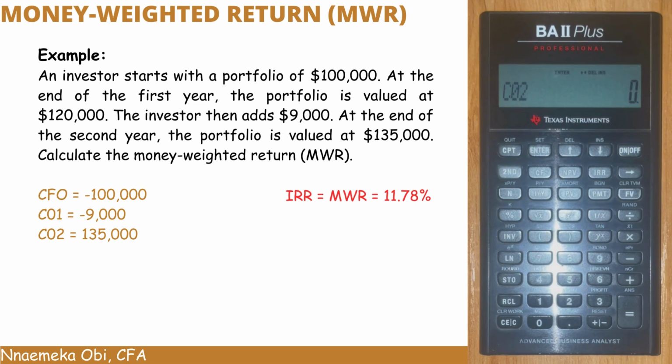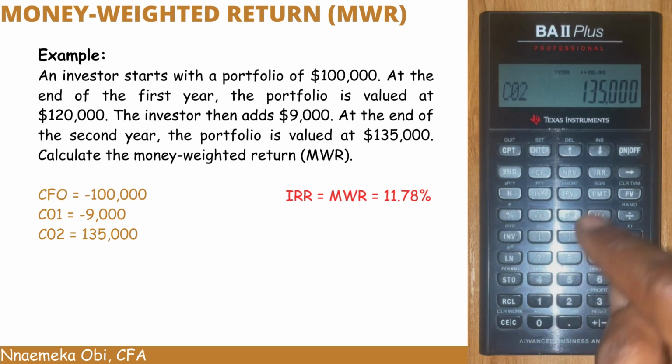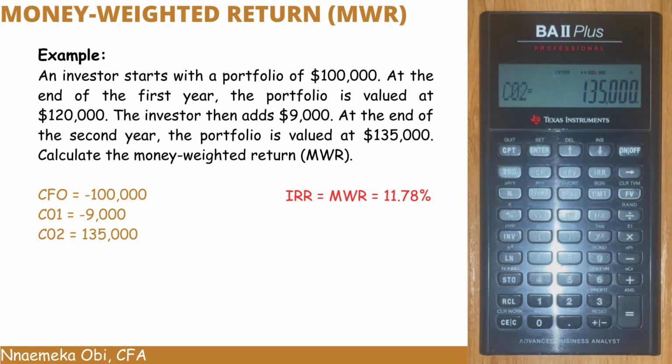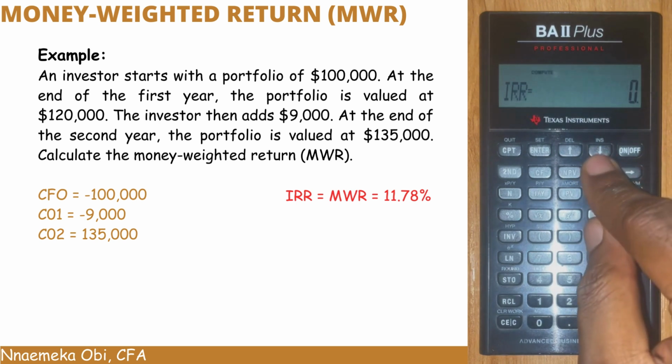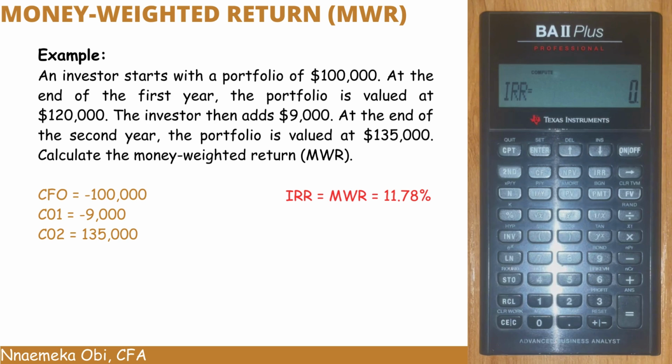We'll put the final cash flow, which is the final value of the portfolio. So we assume that this is an inflow to the investor. So we'll put 135,000. We'll press enter. Now, once we have put in all the cash flows, we'll press this IRR button here. We'll press compute. Now, once we press compute, we'll see that the internal rate of return, which is also the money weighted return, is equal to 11.78%.